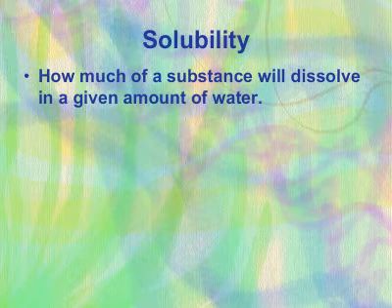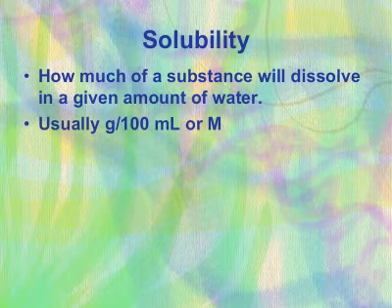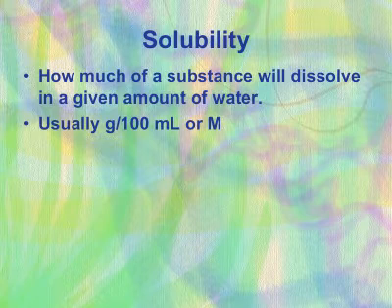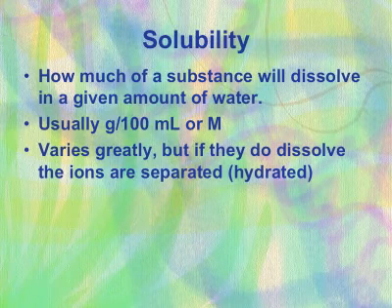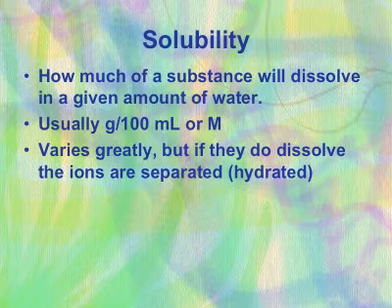Solubility is how much of a substance will dissolve in a given amount of water. Usually when we're talking about solubility, we're talking about grams in 100 milliliters of water, or there's that word molar that comes into account again, which we did do a little bit in general chemistry, but we aren't great at it, so we're going to be doing that a little bit more today. Solubility varies greatly, but if they do dissolve, the ions are separated or hydrated. So if something will dissolve, you break apart the ions, and it arranges itself like the picture I just showed you.